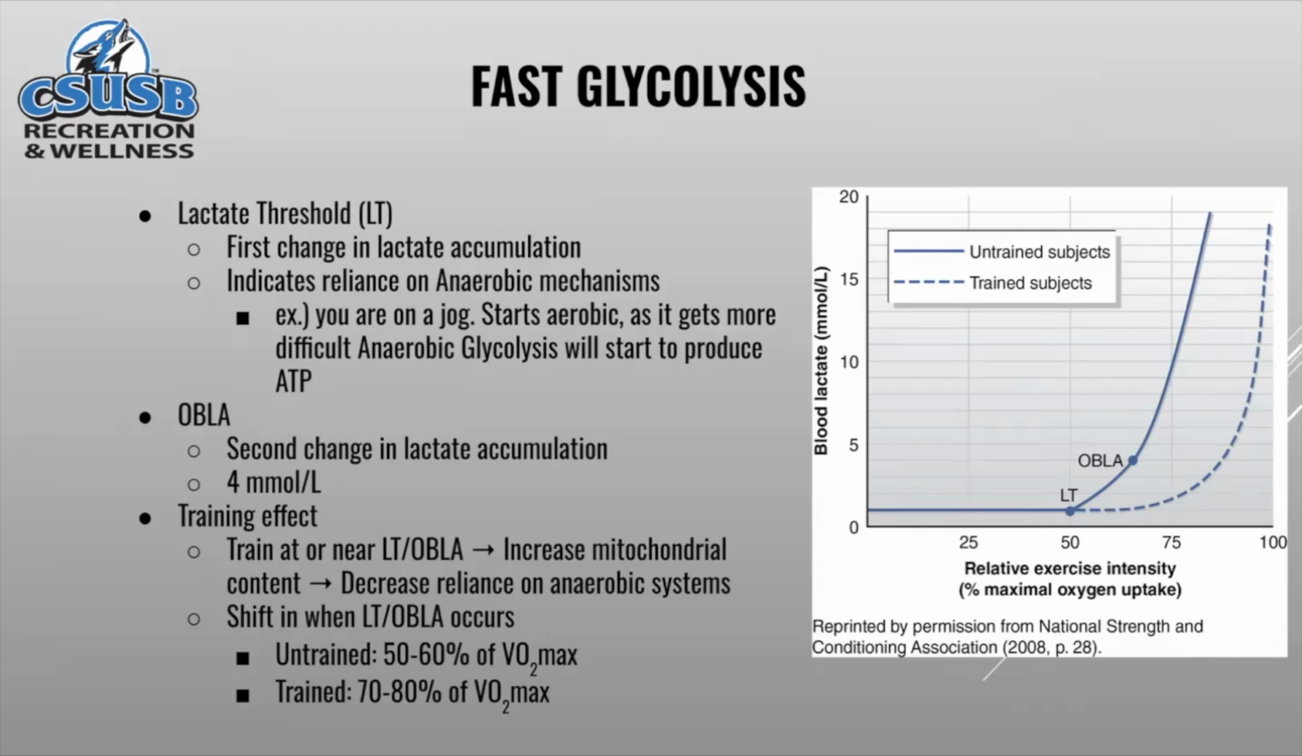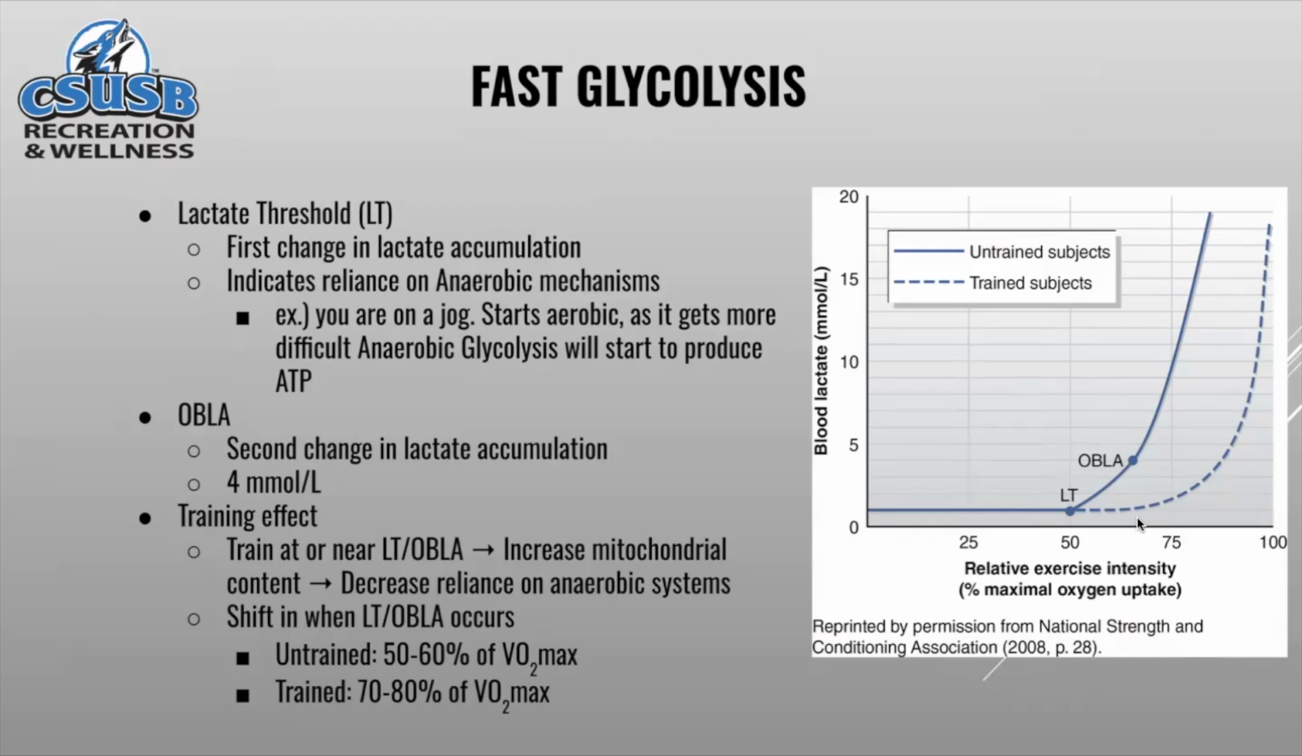And if we continue to train at this, we should see that, for example, on this dotted line, it shows trained subjects. So in trained subjects, that inflection, that increase in lactate in the blood, happens later, which means as we jog, our oxygen uptake will slowly increase. We will slowly need more oxygen and we'll use more of our VO2 max.